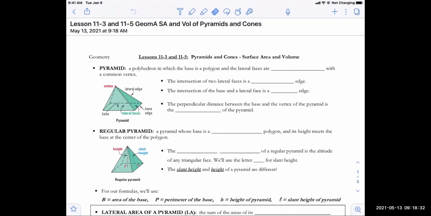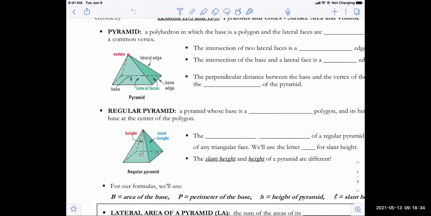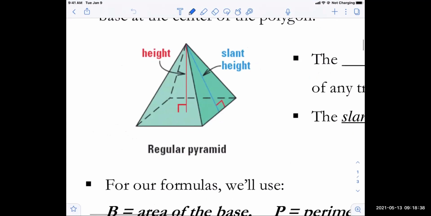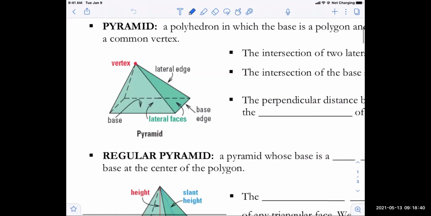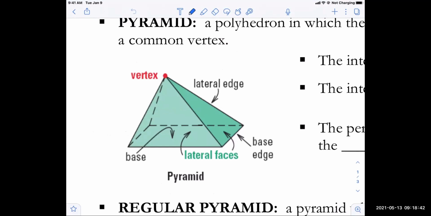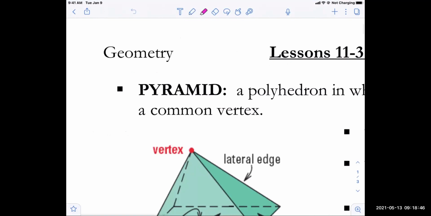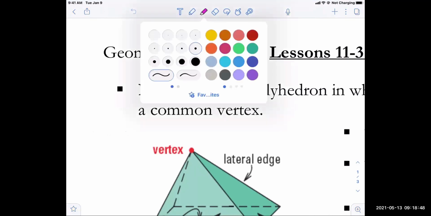All right. So the pyramids that we're going to talk about are right pyramids, which is what it looks like that, right? This is called an oblique pyramid, where it's slanted. All the ones we're going to do are going to be right pyramids. So a pyramid, here's the definition.